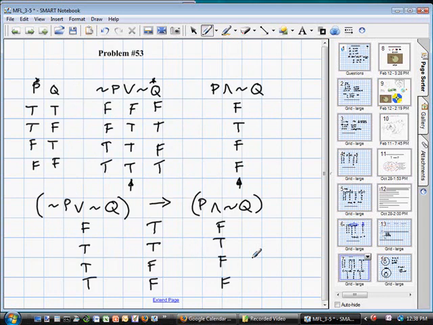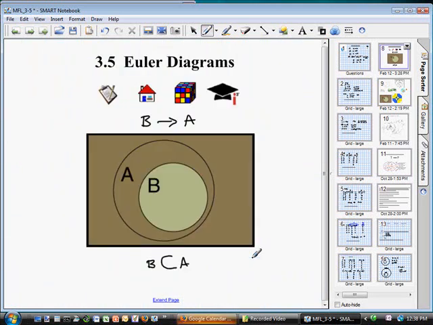So here's our new lesson, 3.5, Euler diagrams. We've brought up Euler before, haven't we? Yeah, and you're going to hear about him a little bit more, too. It's Leonhard Euler. That's how E-U-L-E-R is pronounced.